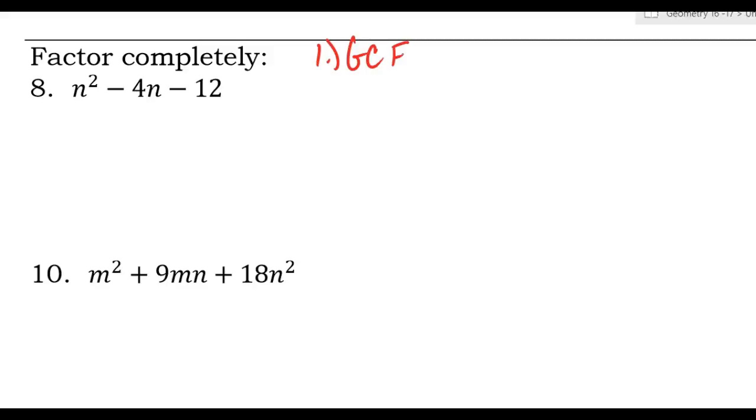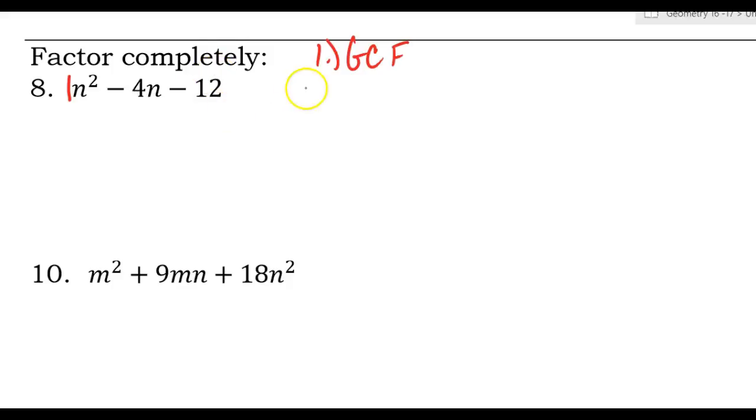So in number 8, when we have n squared minus 4n minus 12, is there a number that you can divide away from all three of those terms? A lot of times people think 4, because of 4, negative 4 and negative 12, but the problem is that the coefficient of n squared is just 1. So really there's no GCF here.